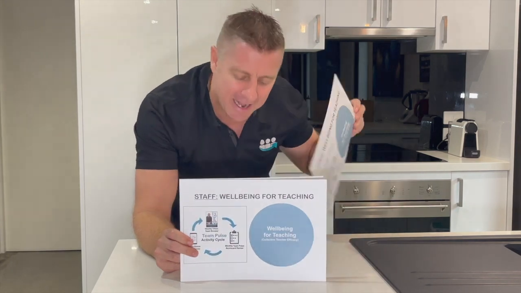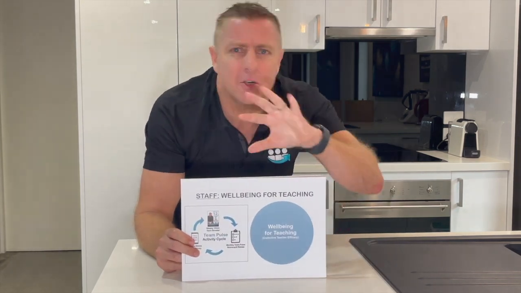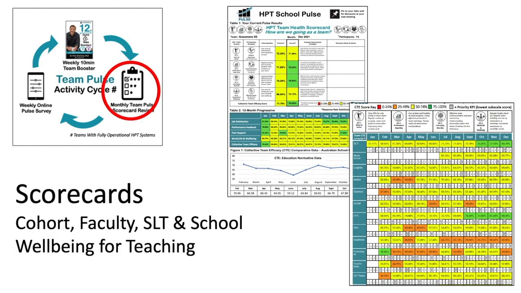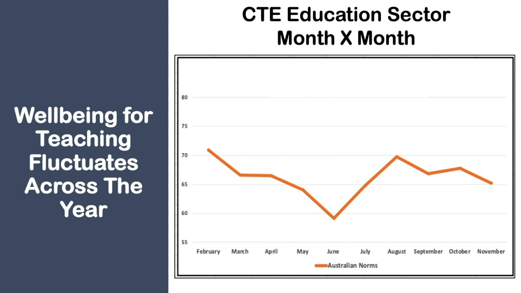And again, capacity, efficacy, it fluctuates, as we know. So again, a pulse system is a great way to measure, manage, and maximize that. Let's take a look at that. In well-being for teaching, of course, we have regular pulse surveys, and again scorecards for teaching teams and the whole school to look at the collective efficacy trend. And you can see well-being for teaching fluctuates across the year.